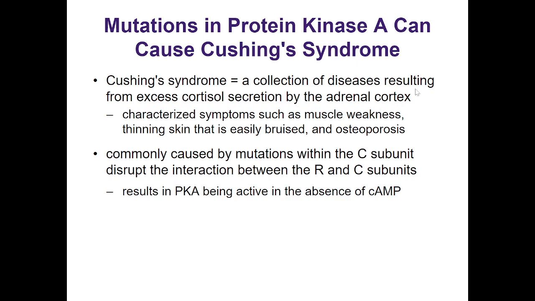Cushing syndrome. So a collection of diseases that result from excess cortisol secretion by the adrenal cortex. This characterizes symptoms such as muscle weakness, thinning skin that is easily bruised, and osteoporosis. This is commonly caused by mutations within the C subunit that disrupt the interaction between the R and C subunits. And so what this results in is your PKA is activated even in the absence of cAMP. And so you're activating all these enzymatic pathways in your different tissues that shouldn't be activated all the time, even without giving off the signal, right?